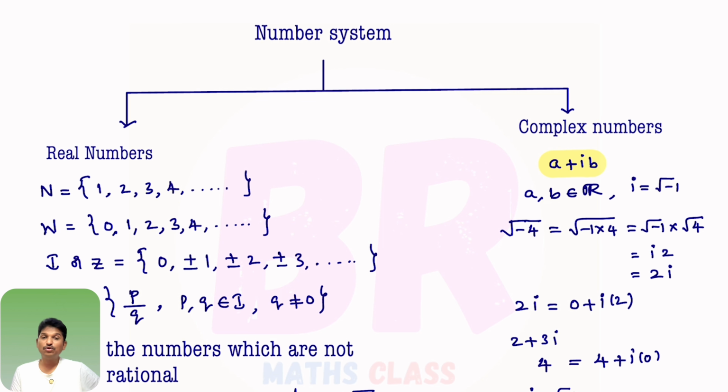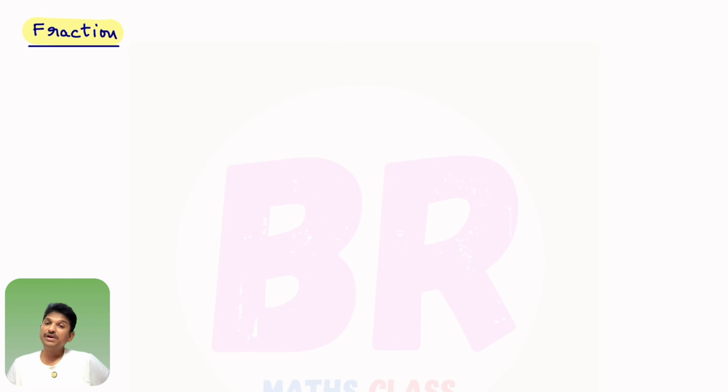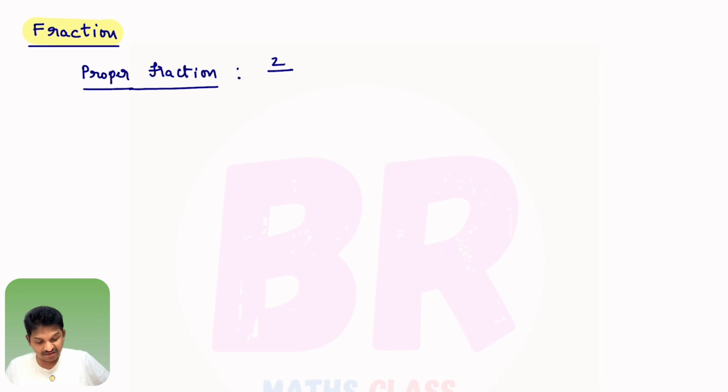Now we will learn about proper fraction, improper fraction, continued fraction, and how we will calculate the continued fraction value. Proper fraction. What is a proper fraction? A fraction in the p by q form. If the numerator is less than the denominator, then we call it a proper fraction.